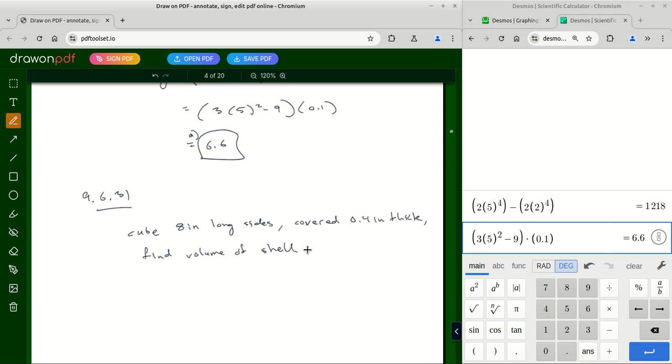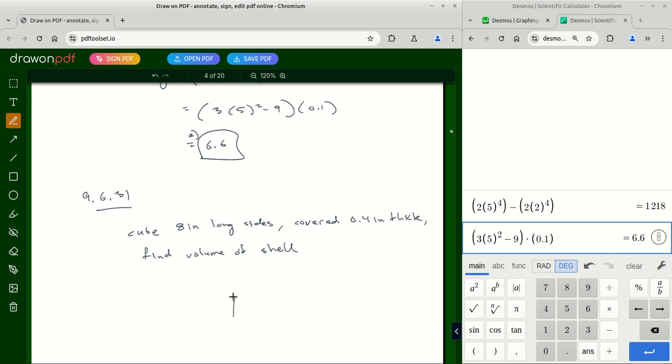Okay. So we have a cube with 8 inches long on each side. Again, remember that a cube has the same amount of sides, top, bottom, length, width, height, all the same, okay? And it's covered in this thick covering. I don't know. It's covered in stuff, okay? 0.4 inches of stuff covered. And it says find the volume of the shell.